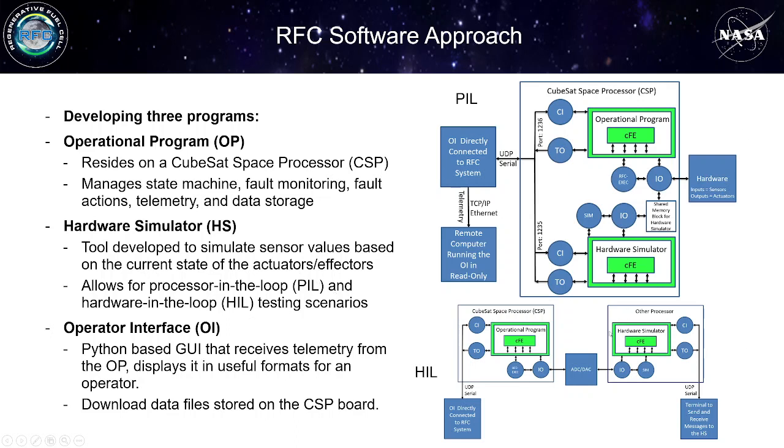The diagrams of those are given here. With processor in the loop, both programs are running on the CSP board, and they talk to each other through a shared memory block to read and write actuator and sensor values. With hardware in the loop, instead of using a shared memory block, the actuator and sensor signals are converted to actual voltages through various analog-to-digital converters and digital-to-analog converters, so that you have a more realistic hardware scenario. And in this case, it's very easy to swap out simulated values with actual hardware, and the operational program is then none the wiser.